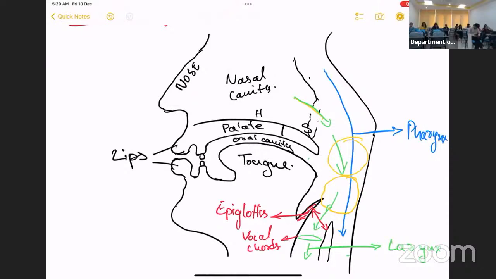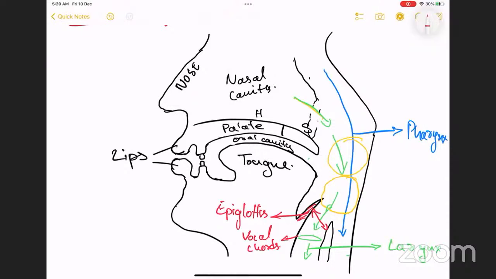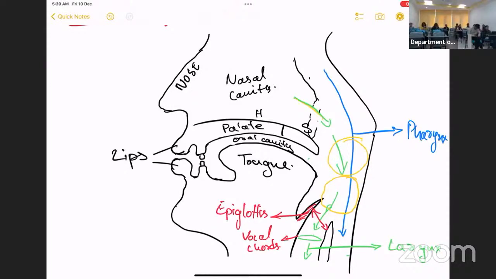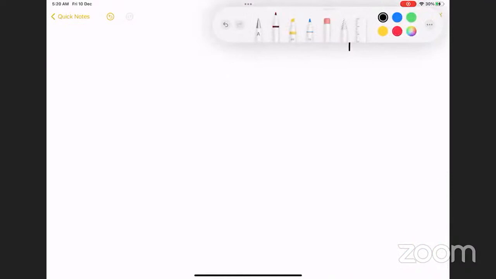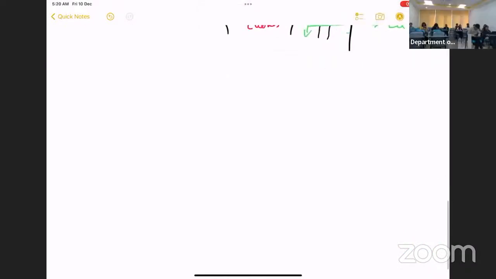Where the nasal cavity is, where the oral cavity is, where is the tongue? Yes? Okay. You know where the vocal cords are? Now, I'll use another diagram. I'll quickly draw one more because that one got a little messy.